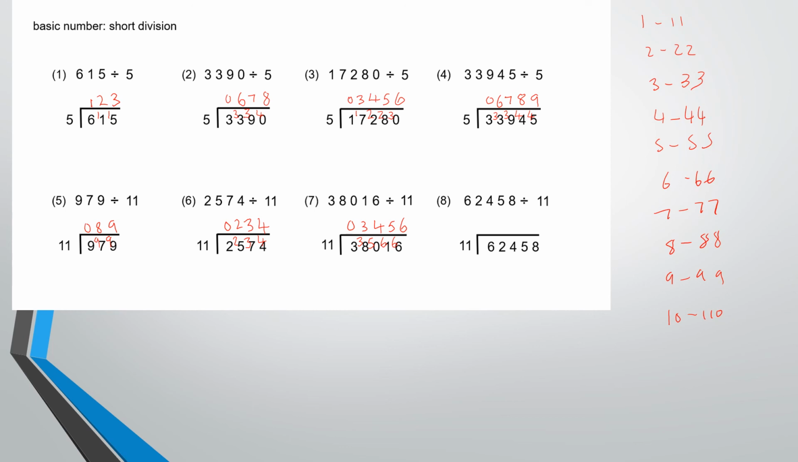Last one, 11 still won't go into 6, so put 0. 11 into 62 is going to be 5 with 7 left over. 11 into 74 is going to be 6 with 7 left over. 11 into 75 is going to be 6 again with 8 left over. And 11 into 88 is 8.